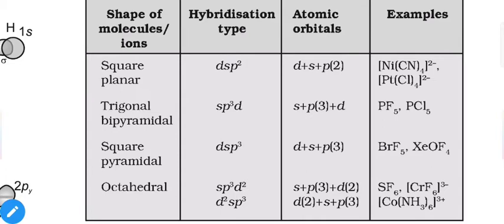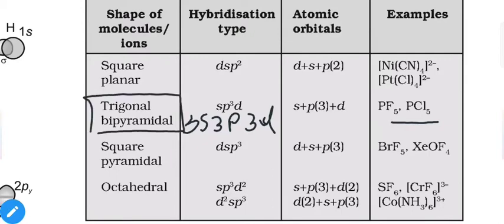So that's why these types of molecules are generated, which are known as coordinate covalent compounds, or in short, complex compounds. The second example is trigonal bipyramidal. As mentioned here, we have one s, three p and one d orbital. So the orbitals will be, let us say, 3s, 3p and 3d. In this case we have molecules like PF5 and PCl5. The shape of the molecule will be trigonal bipyramidal.